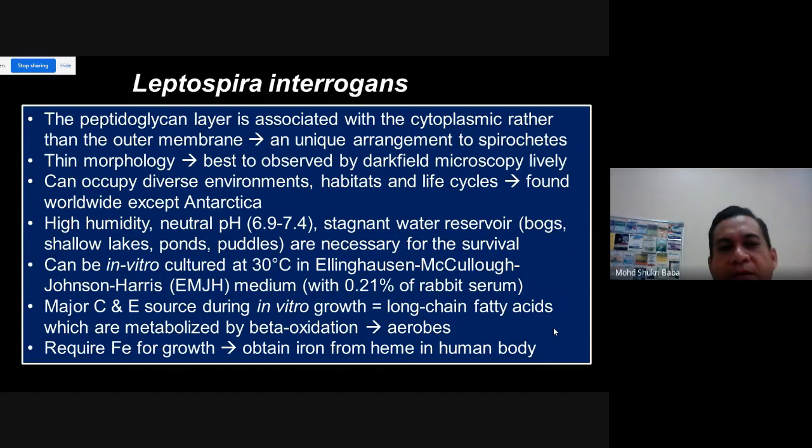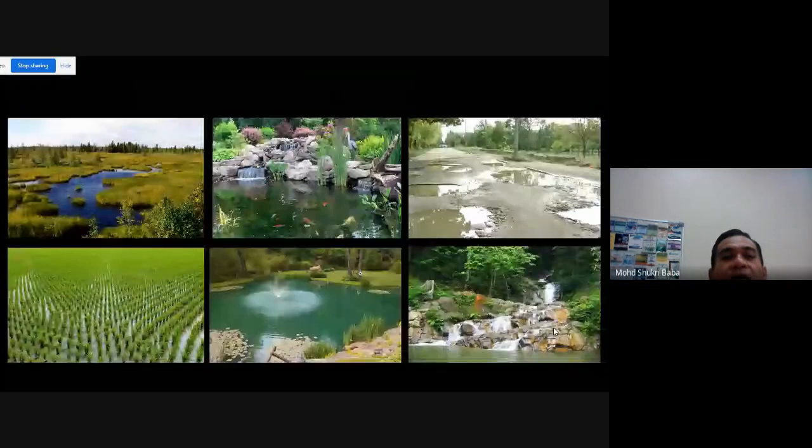So major carbon and energy source during in vitro growth adalah long chain fatty acid which are metabolized by beta oxidation, menyebabkan dia adalah sejenis aerobes. They will require iron for growth, which they obtain from the heme in the human body. Awak tahu apa ni, red blood cell in human body mengandungi heme, okay, sebagai one of the elements for oxygen transporting throughout your body, right?